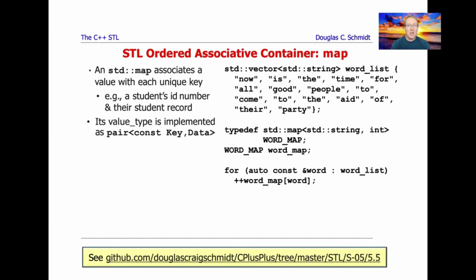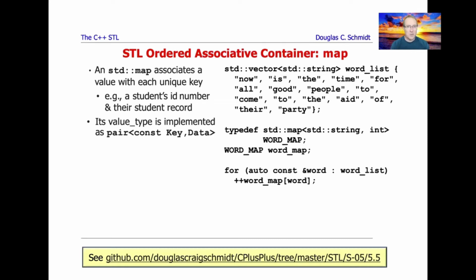of map. So a map is essentially what's sometimes called an associative array. It's a way of being able to associate a value with a unique key. So maybe an example would be having a student ID number and then associating that ID number with student records or student classes or something like that. The value type of a map is implemented as a pair with const key and data.